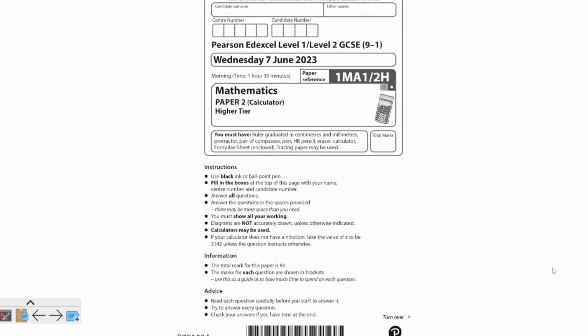So today we are going through the paper 2 calculator paper from June 2023, obviously Edexcel. If you want to go through this paper with me, then just make sure that you do bring along your calculator as well, because you obviously will be needing that for all of these. So let's just get going.